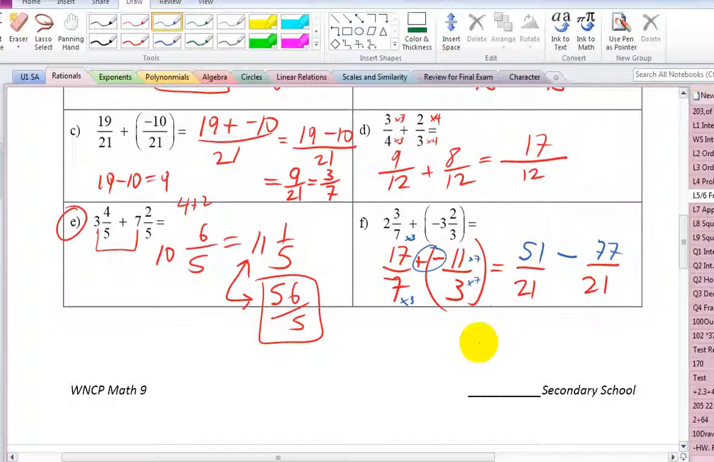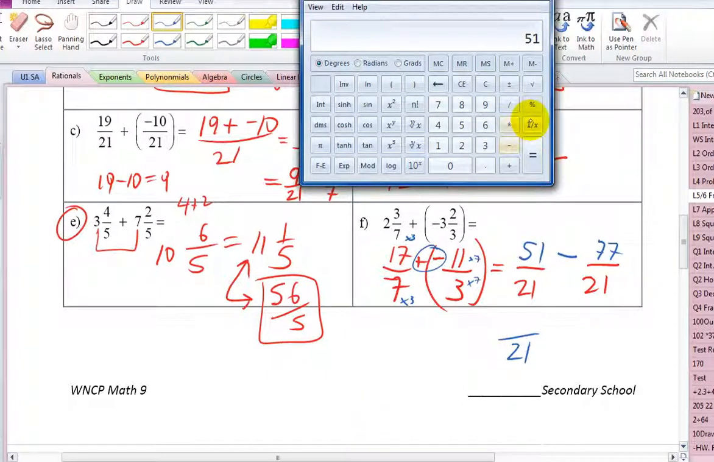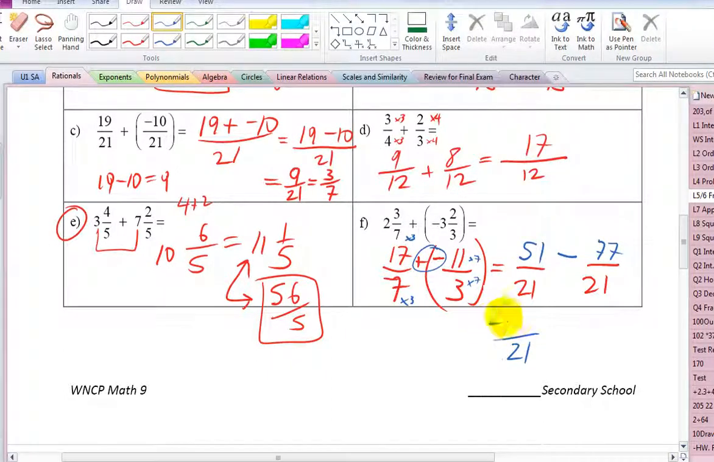Okay. Who has the final answer? Miranda, redemption. Oh, I don't even know. Let me check. Minus 77. Negative 26 over 21. Okay, so you can leave it like that as an improper fraction, but your answer, I believe, will go to negative 1 and 5 over 21.